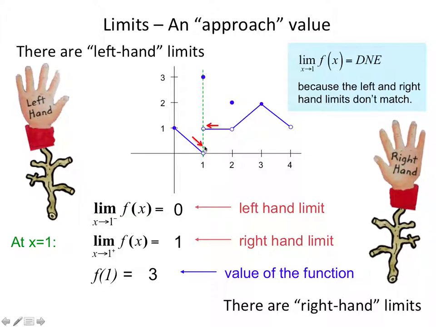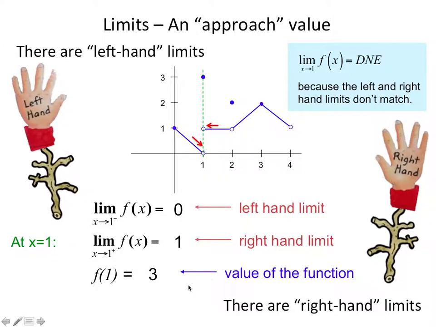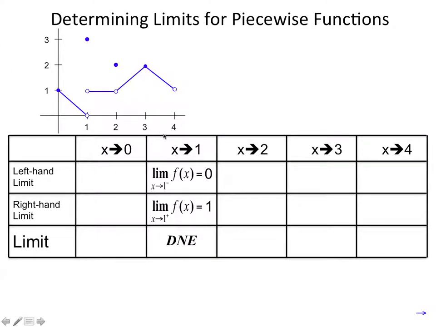Notice we can talk about left and right hand limits, we can have a left and a right hand limit even though we have an open dot there. And we'll talk more about that as we get to this point as well. So let's kind of fill in this table here.